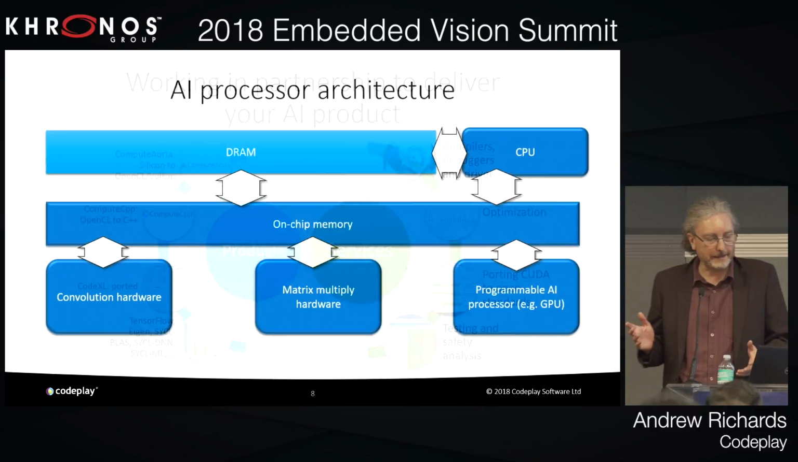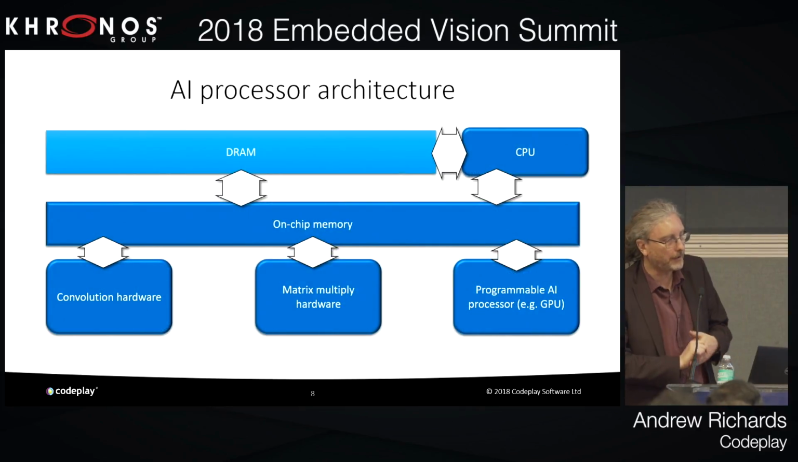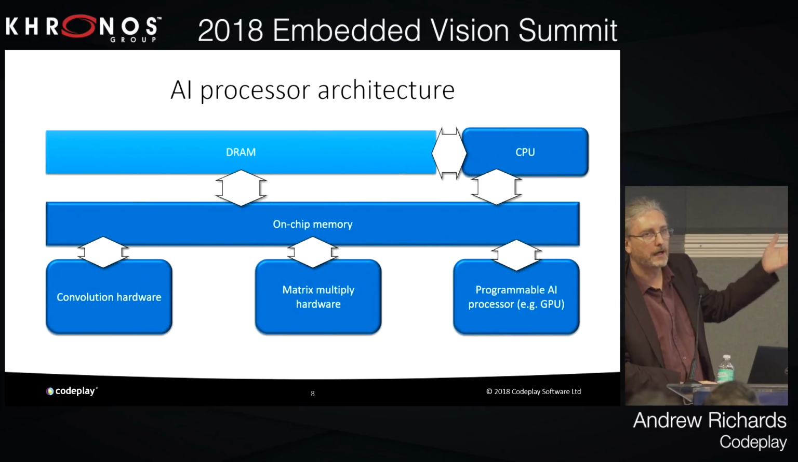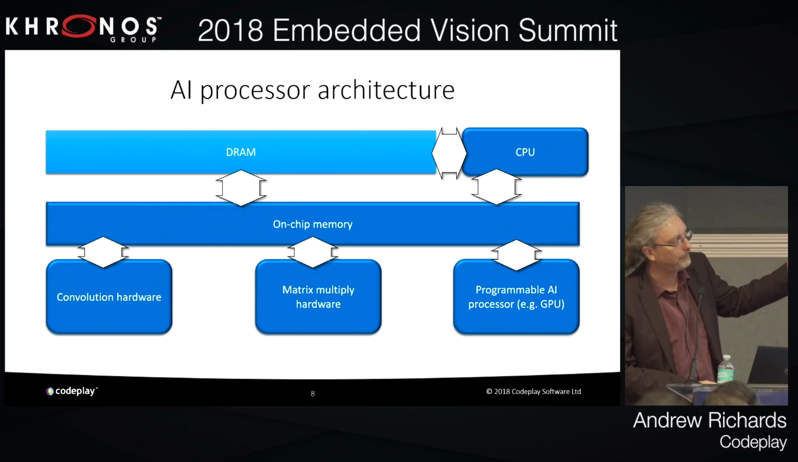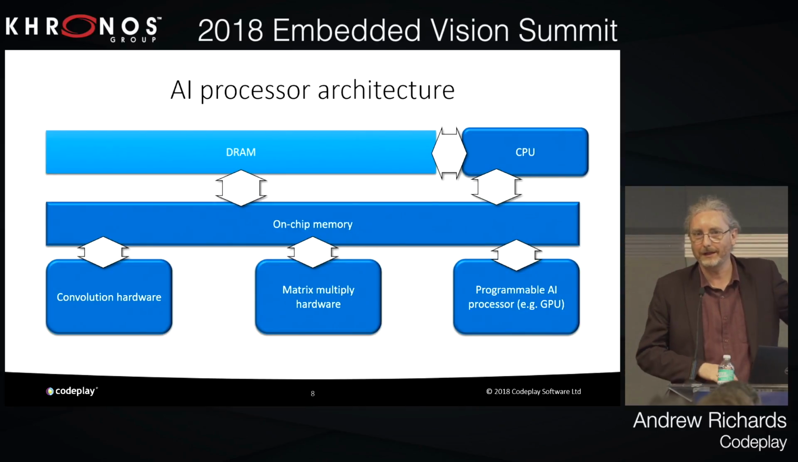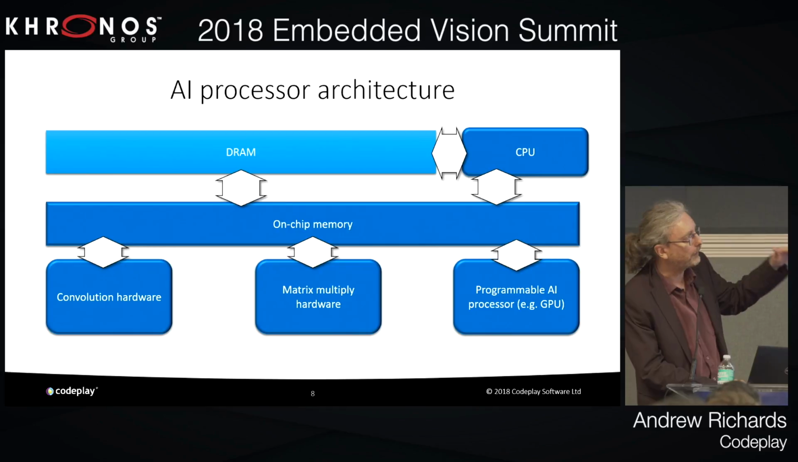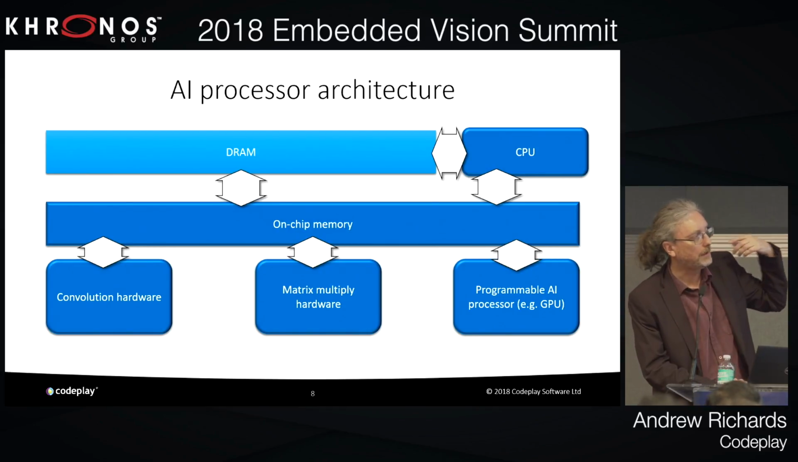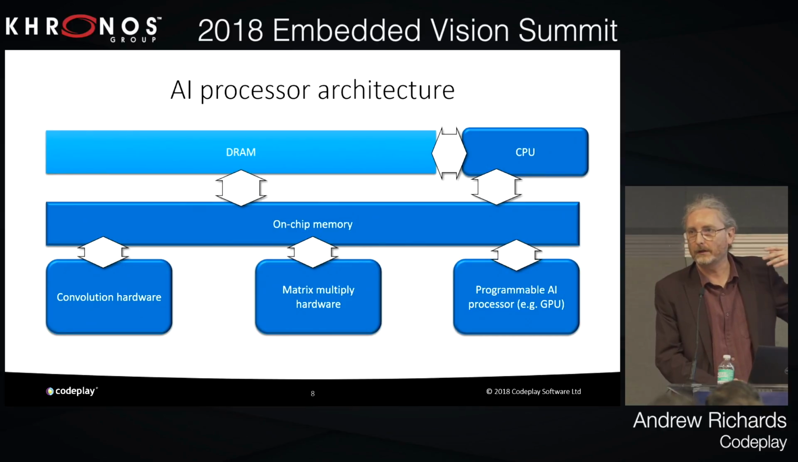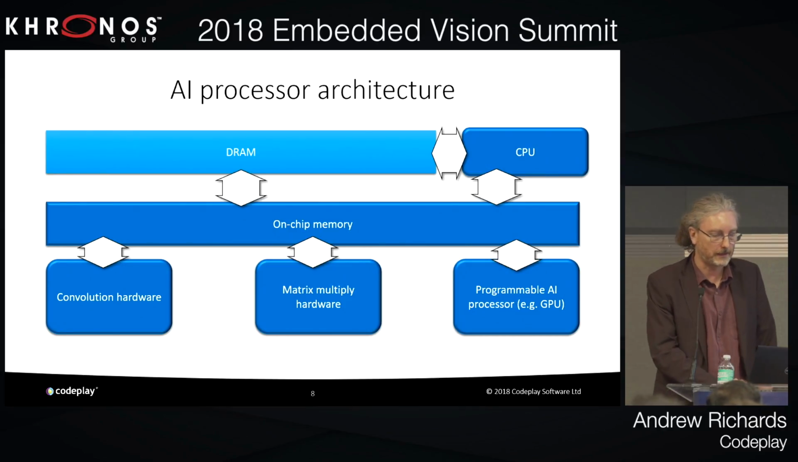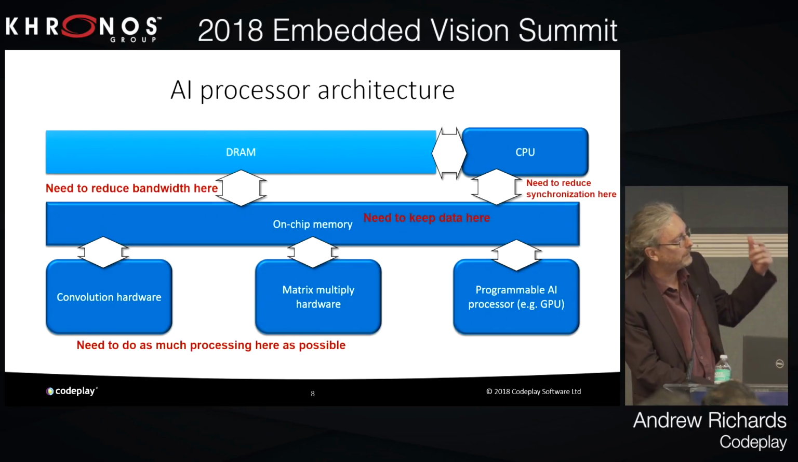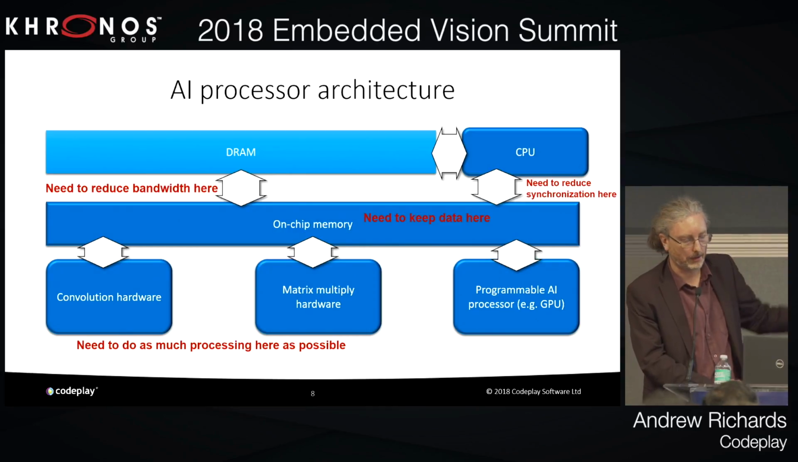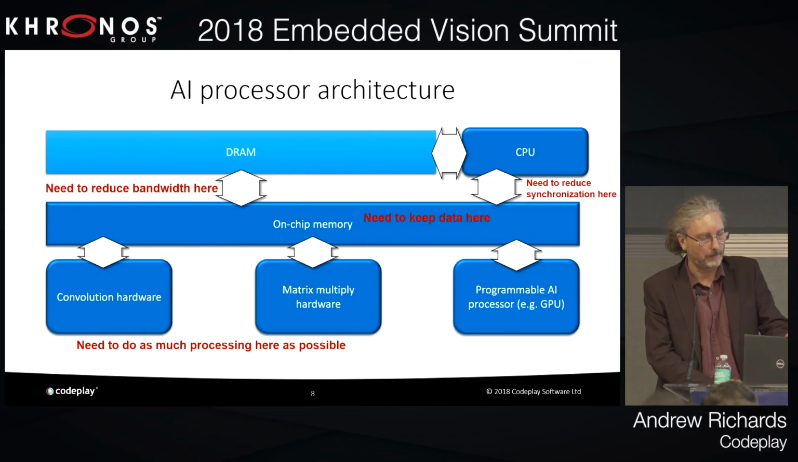But basically, this is something that we noticed in looking at how most AI processors look today. This is a massive simplification to fit on a slide, but they're pretty much like this. You've got some on-chip memory, some convolution hardware, some matrix multiplier hardware, and some kind of programmable AI processor, which may be a GPU or some kind of DSP. And the rules of physics are the same for everyone, which is that you need to keep as much data as possible on chip. If you go off chip, it hugely hits your performance.